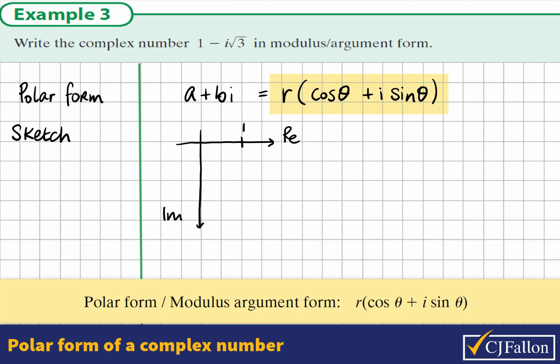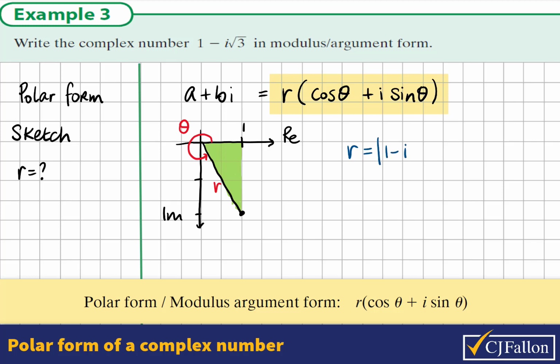So we can see that the number 1 minus root 3i is in the fourth quadrant of the Argand diagram. We could see that it has an argument of theta, and it has a modulus or size. We could use this right angle triangle in Pythagoras' theorem to work out the size of r, because the triangle has sides of 1 and root 3, and we could work out that r is equal to 2.